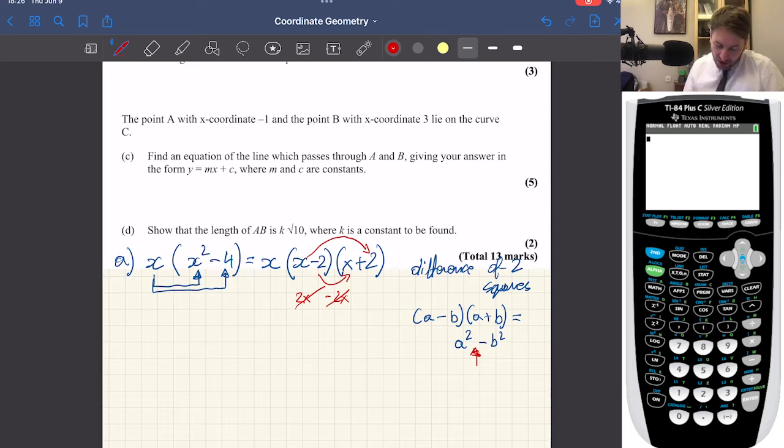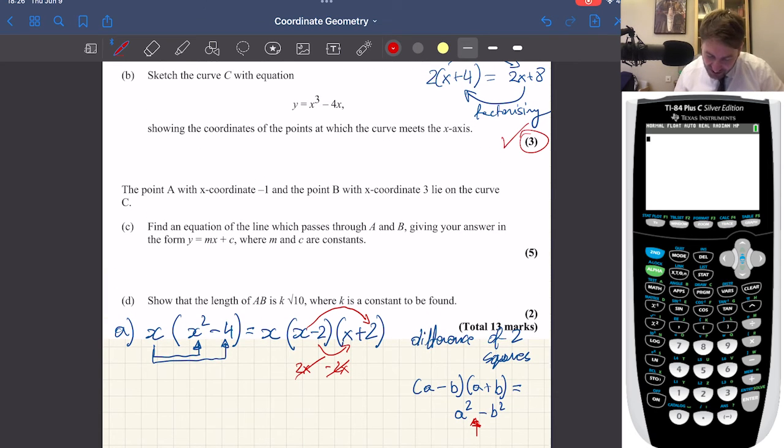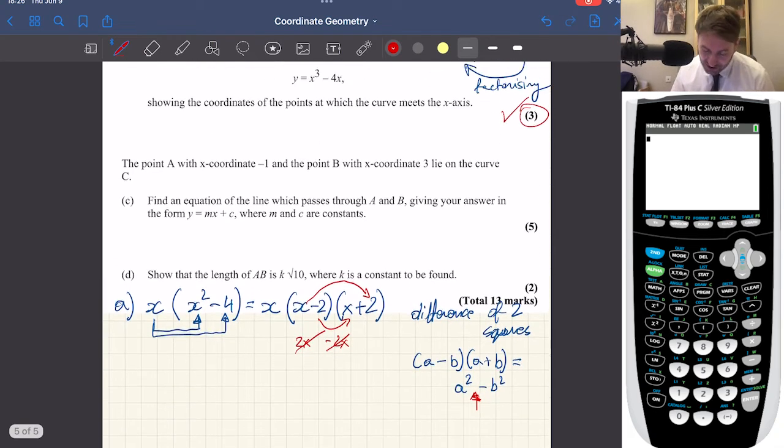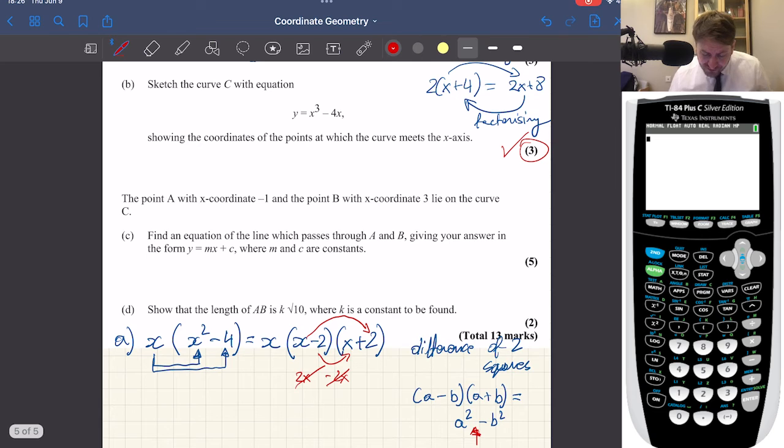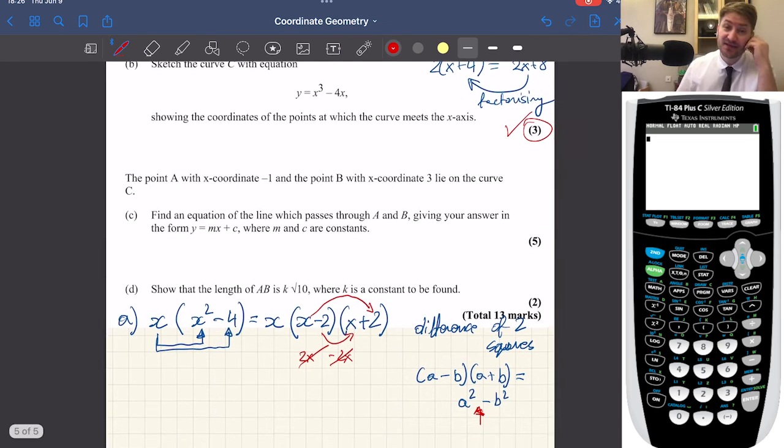All right, so these are the 3 easiest marks you will ever get in your life if this was your question on the A-level exam. There we go. AS, C1.